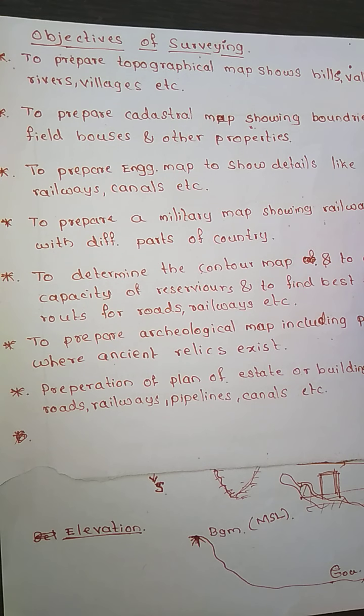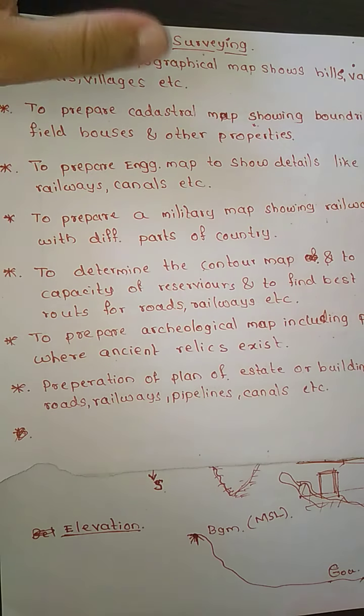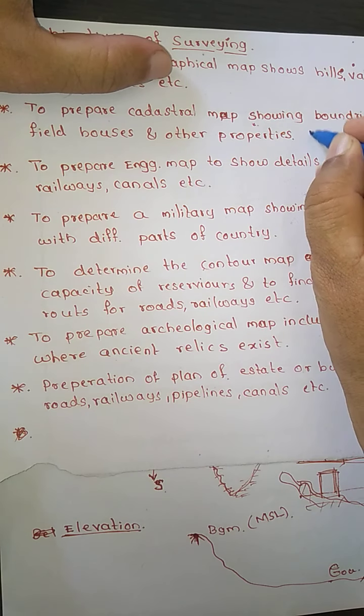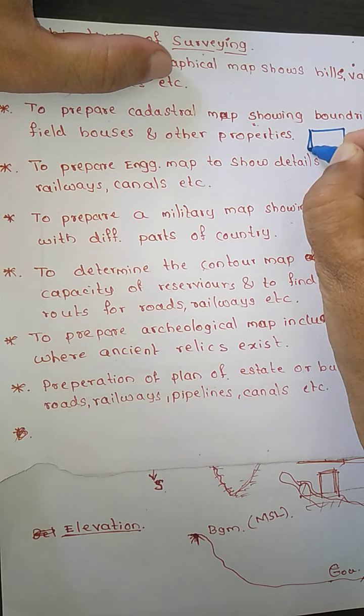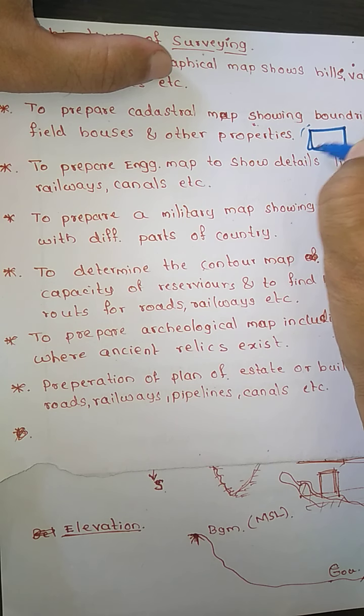Next is to prepare the cadastral map, which is going to show the fields, houses and other properties. What are the boundaries of the field? Suppose we are going to have a piece of land; the boundary of this, we are going to determine by using surveying. So surveying will also be utilized to fix the boundaries of the property.